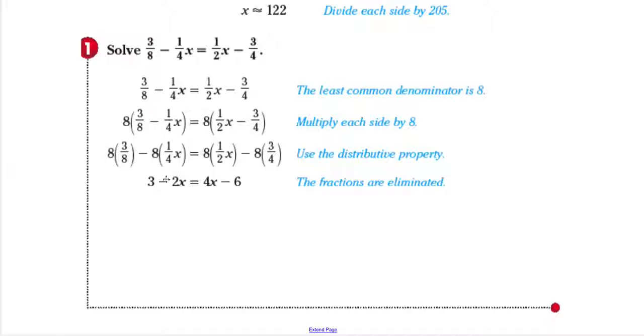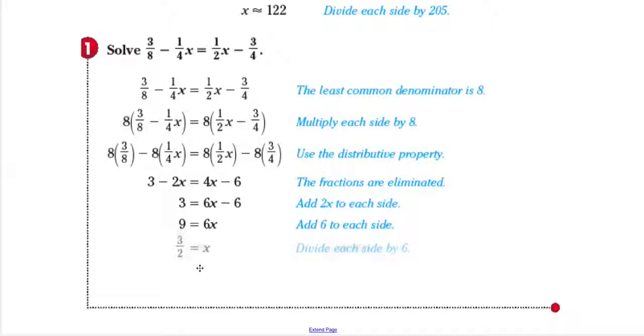Now we still have variables on both sides, so we want to get rid of one of them. We simply add 2x to both sides. If I add 2x to both sides, this 2x will go away and this becomes 6x. Now we have x only on the right side, and this is a simple two-step equation. So we add 6 to both sides, we end up with 6x equals 9, and then we divide both sides by 6 and you get the value of x, which is 3/2. So the solution is 3/2.